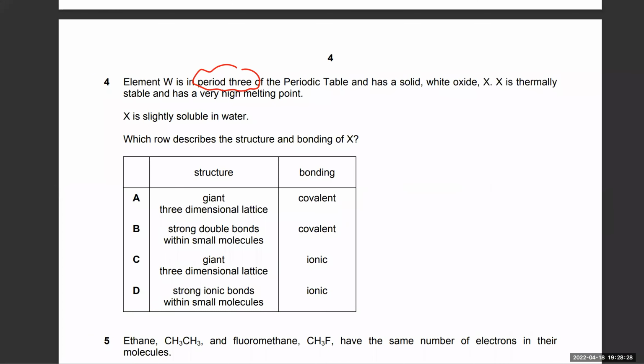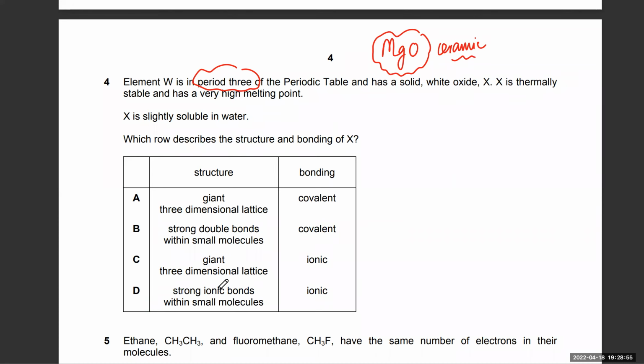If I open the notes, this one is Mg. Definitely Mg, because MgO, remember, has an extremely high melting point. It's often used as a ceramic, and it's a white solid, group 2 metal compound. It's thermally stable. Plus, it's very, very slightly soluble as well. So the structure of X, it's going to be a giant ionic lattice, strong ionic bonds, giant.